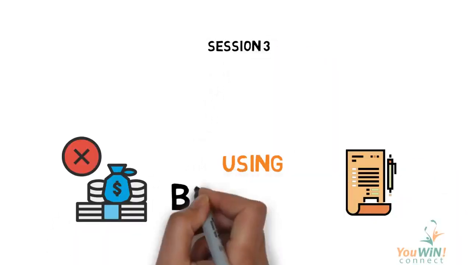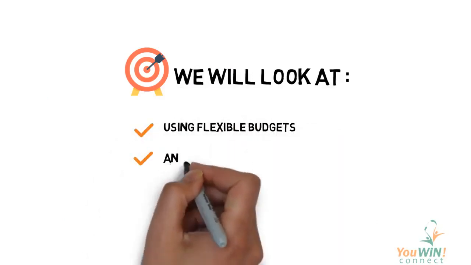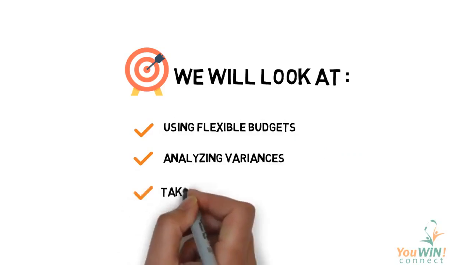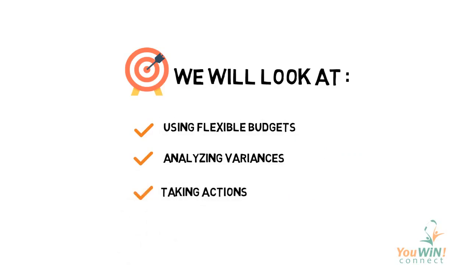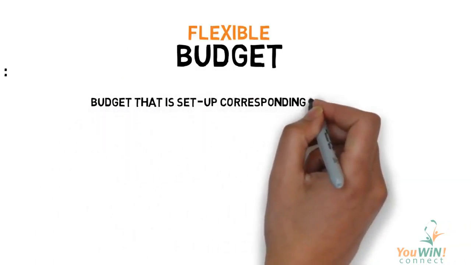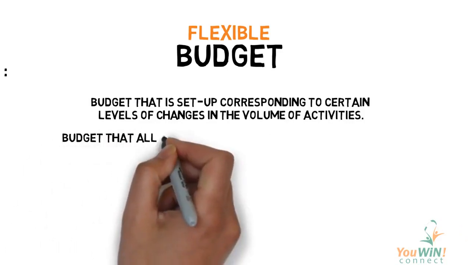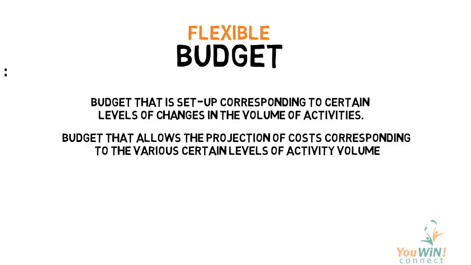Section 3. Using budgets. Under using budgets, we will look at using flexible budgets, analyzing variances, and lastly, taking actions. A flexible budget is a budget that is set up corresponding to certain levels of changes in the volume of activities. A flexible budget is a budget that allows the projection of costs corresponding to the various certain levels of activity volume, often the production volume or sales revenue.